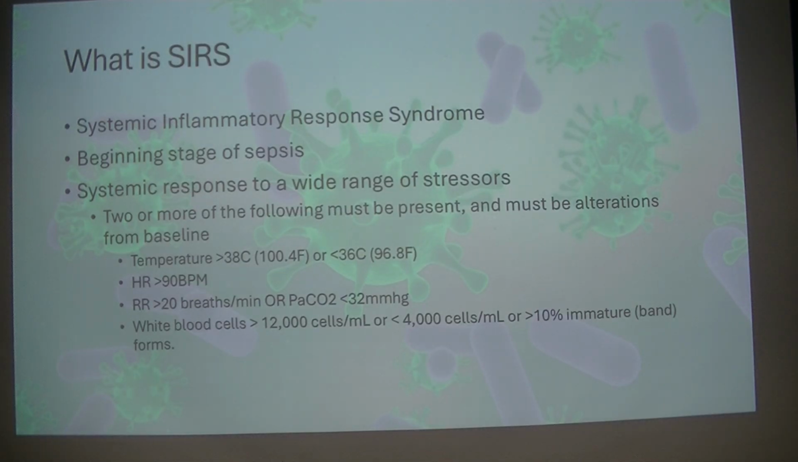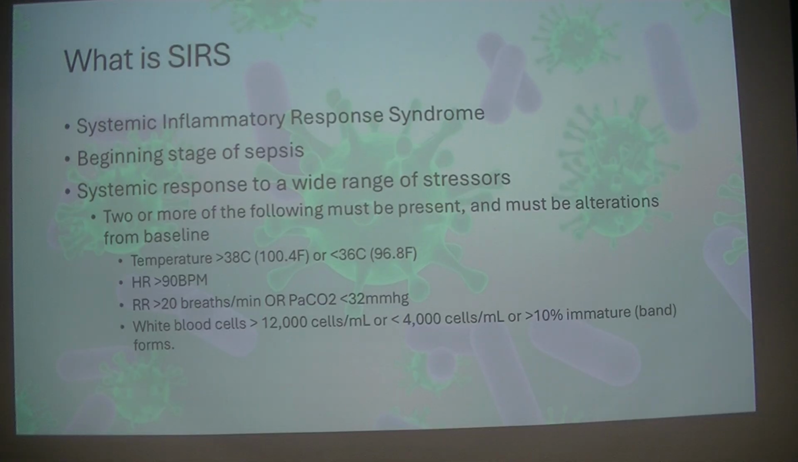So if somebody's heart rate is normally 100, that would obviously not be one of the included criteria. So you would have to go to, okay, are their respirations greater than 20? Is their PaCO2 less than 32?